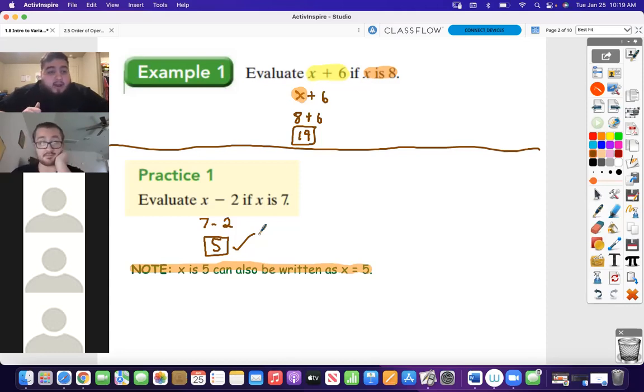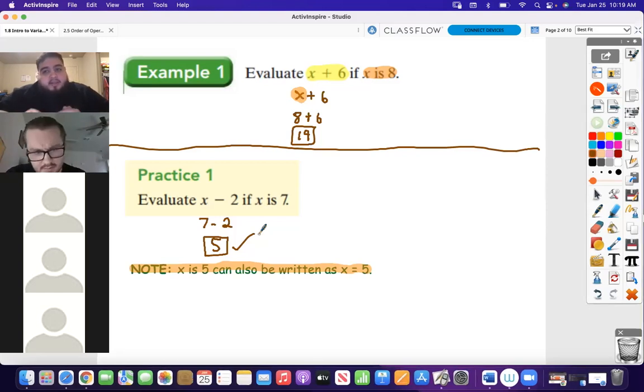Now, if you did not get 5, guys, please look at the steps that we did. If you have any questions, please unmute and ask or type it in the chat. Now, remember the note. I'm gonna read this note out loud. Note, x is 5 can also be written as x equals 5. So this note highlights how mathematics can actually be written out as words. That x is 5 is the same thing as x equals 5. All right, guys, let's move on.